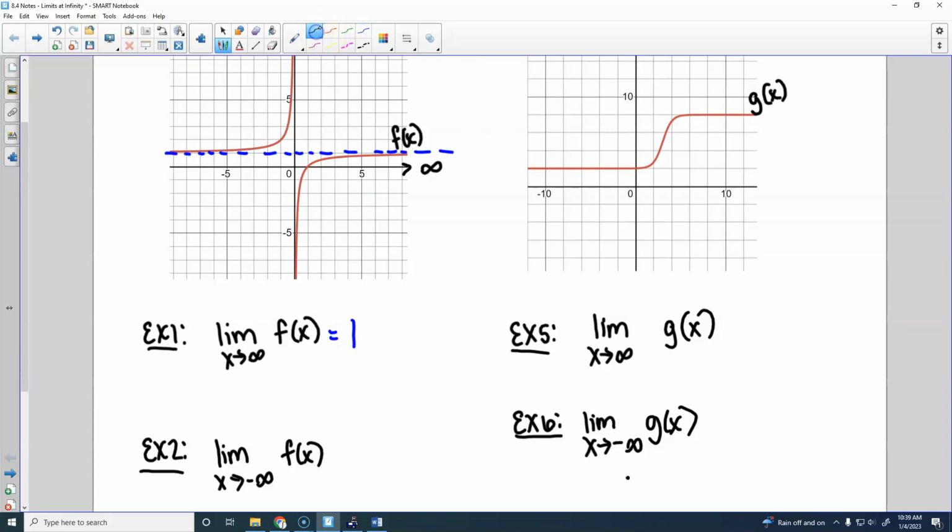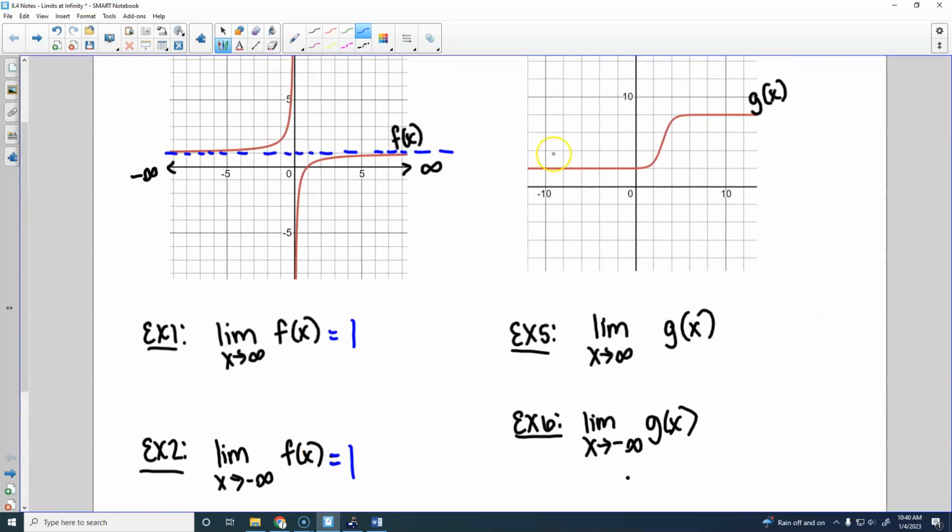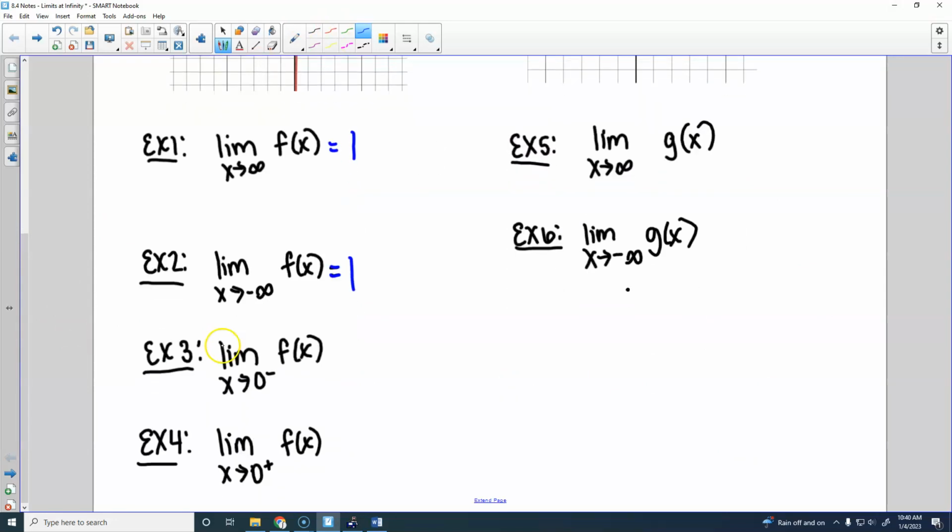The limit as x approaches negative infinity would be on the left side of the graph, right? So on the left side of the graph, what value are we approaching? Also approaching 1. Lots of times when you have horizontal asymptotes, it's the same on both sides. Infinity and negative infinity, you get the same thing. But not always. We'll look at a not always scenario here in a second.